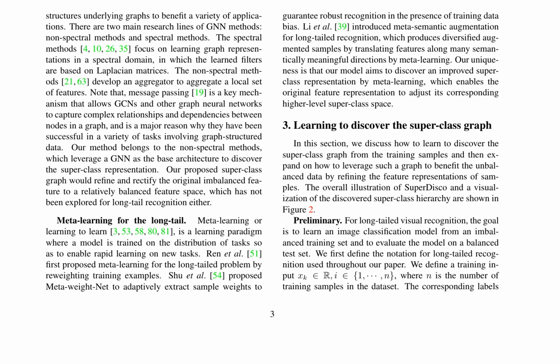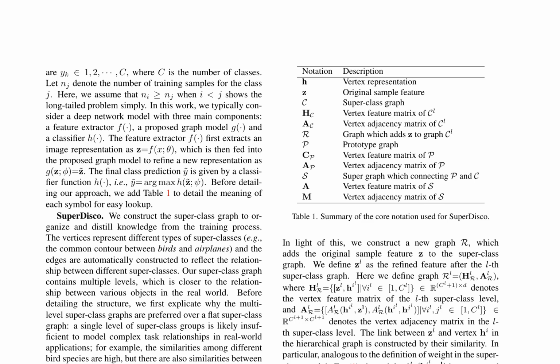By leveraging a GNN as the base architecture and employing metalearning to discover an improved superclass representation, the proposed method aims to refine and rectify imbalanced feature representations for long-tail recognition. In the context of long-tailed problems, a deep network model is employed, consisting of a feature extractor F, a proposed graph model G, and a classifier H.